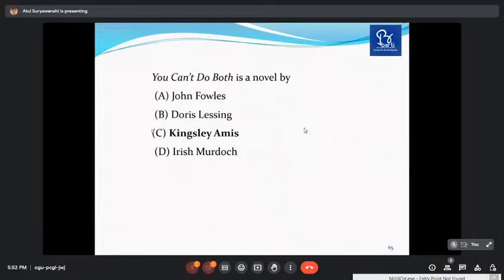Next novel here in this series. Lucky Jim is a novel written by whom? John Fowles, Doris Lessing, Kingsley Amis, and Iris Murdoch. The option is Kingsley Amis.